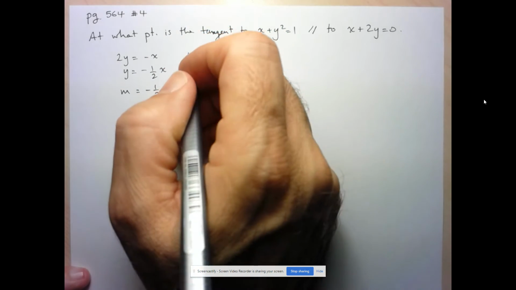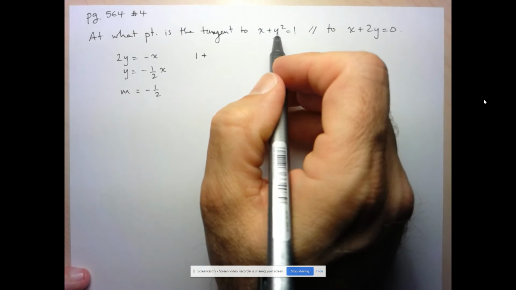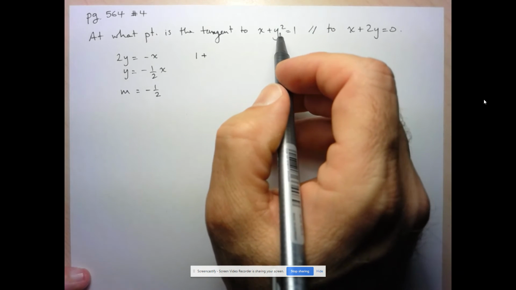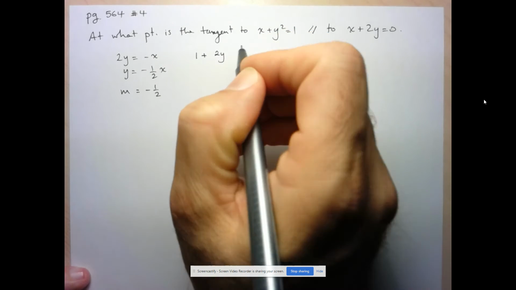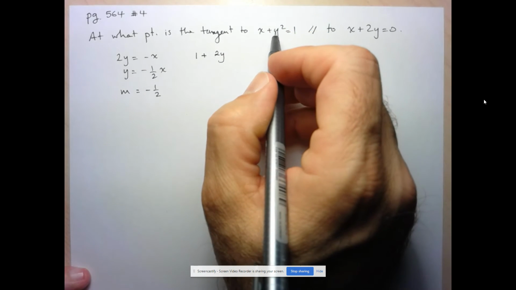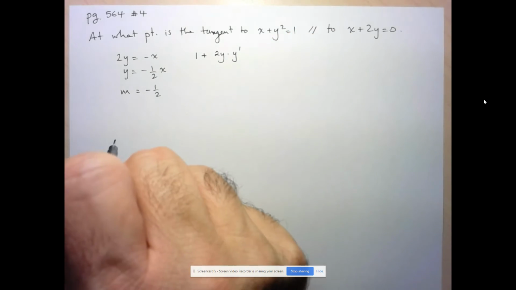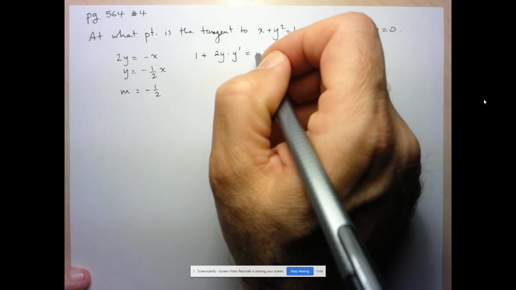So the derivative of x with respect to x, of course, is just 1, plus, and to take the derivative of y² with respect to x, we have to use the chain rule. First we take the derivative of y² with respect to y, so it's 2y, and then we multiply that by the derivative of y with respect to x, which I'll represent by y prime. And the derivative of 1 is equal to 0.